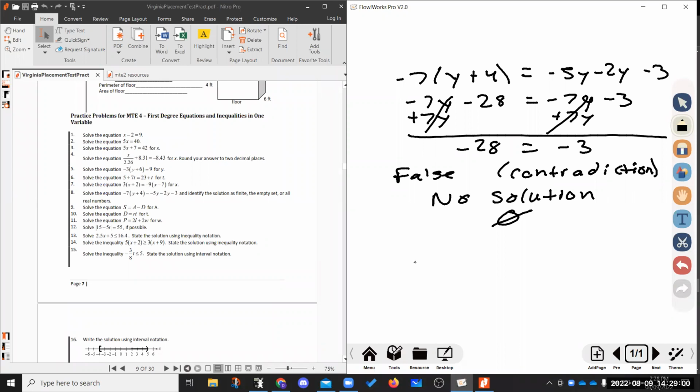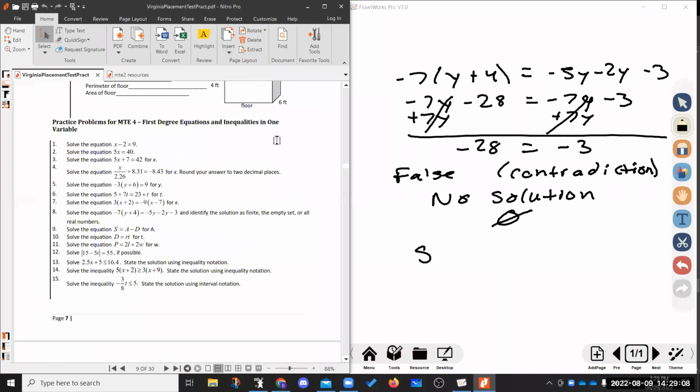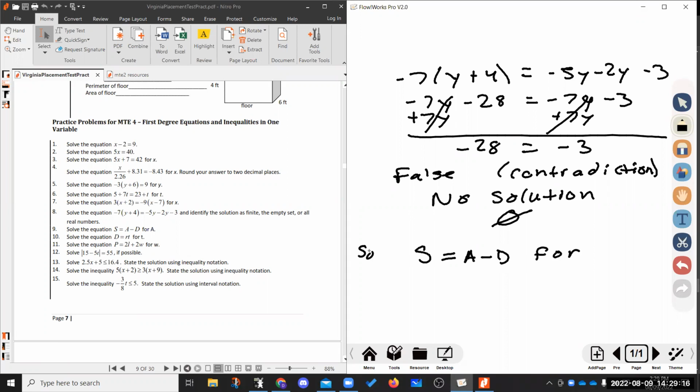All right. Number 9 asks us to solve the equation S is equal to A minus D for A. So this is just an example of I don't have to put numbers in to solve. I can solve for a letter. To get A by itself, I need to get rid of the subtraction of D. So I'm going to add D to both sides. S plus D is equal to A. So I can say A is equal to S plus D.